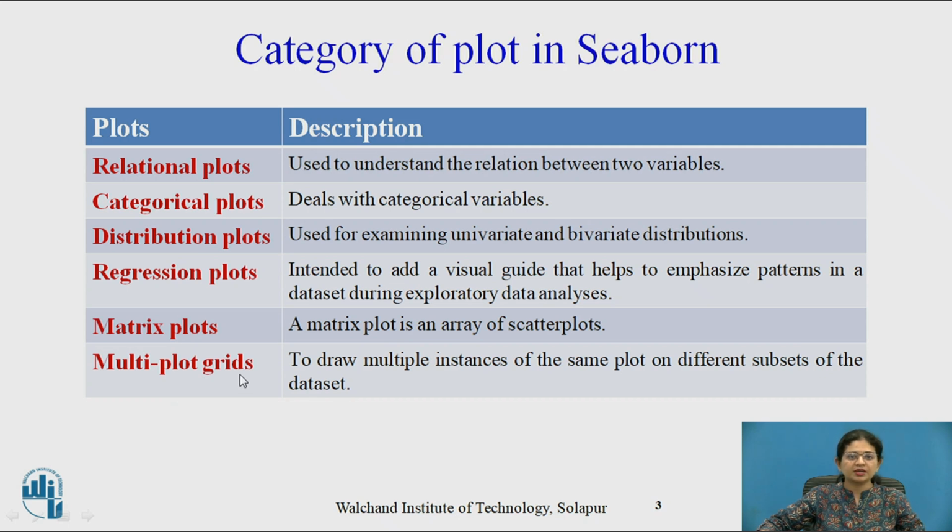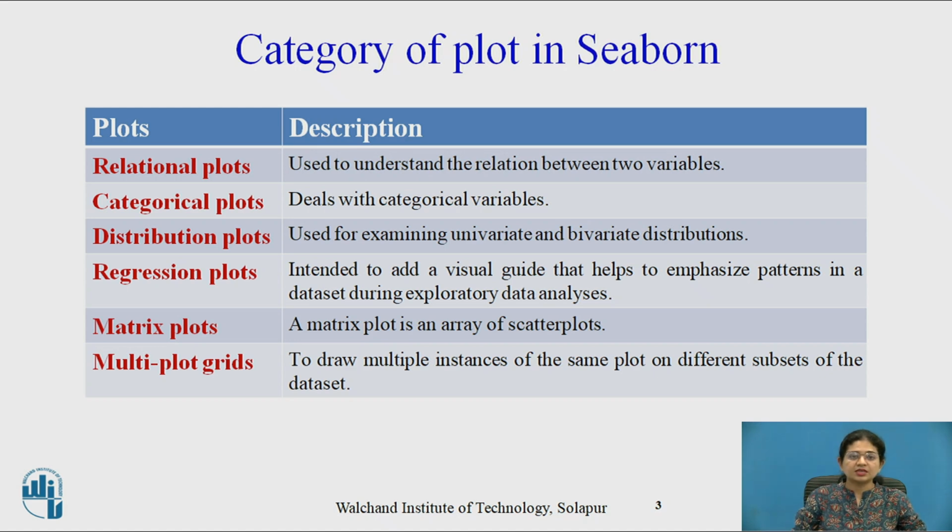In this video, we are mainly focusing on the first three plots. A relational plot is used to understand the relation between two variables, whereas a categorical plot deals with a categorical variable. The distribution plot is used for examining univariate and bivariate distributions, whereas a regression plot is intended to add a visual guide that helps to emphasize patterns in a dataset during exploratory data analysis. Matrix plots are nothing but an array of scatter plots. Multi-plot grids are used to draw multiple instances of the same plot on different subsets of the dataset.